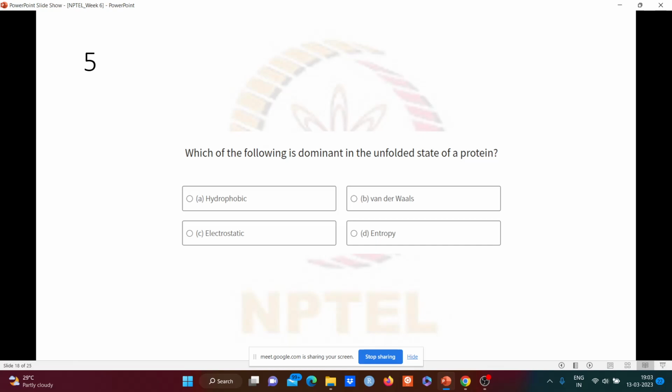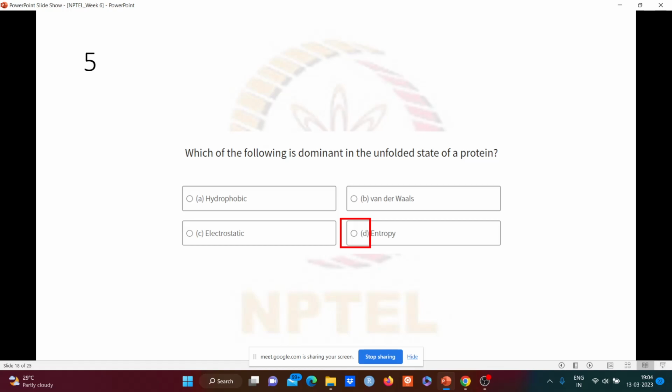In the unfolded state, when you say a linear chain of protein, it can be folded into infinite conformations. So that means in an unfolded state, the dominant factor is entropy, which is random. When you have a linear chain or a linear thread, you can make it into any number of shapes. So that is the concept here. The answer is entropy. In an unfolded state, entropy is the dominant force.